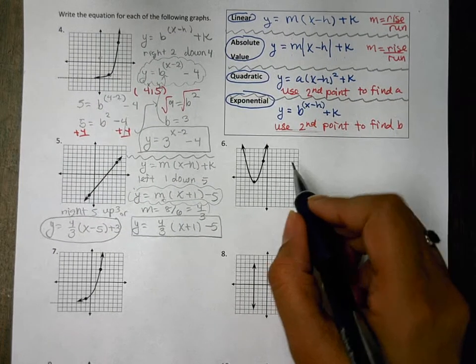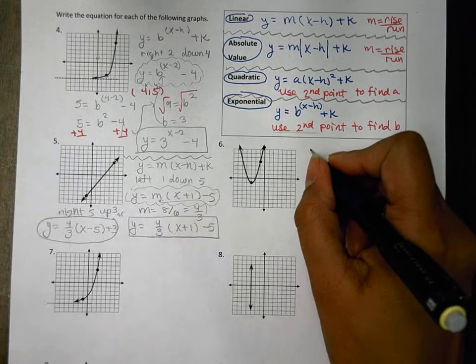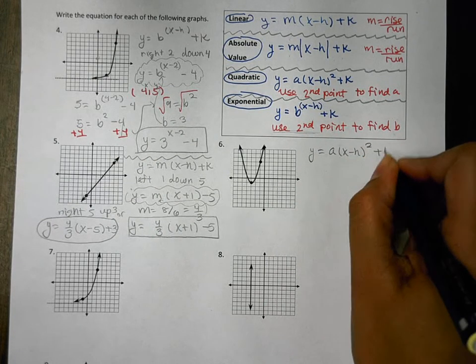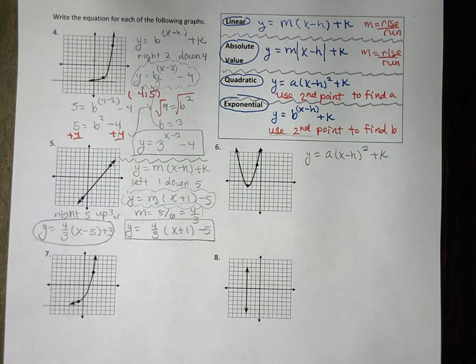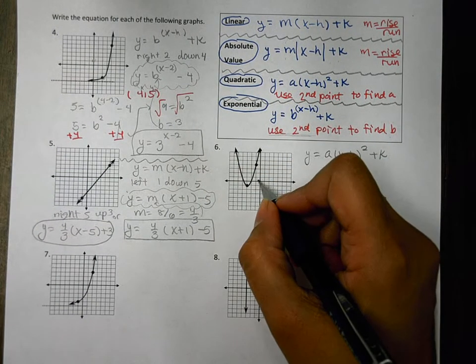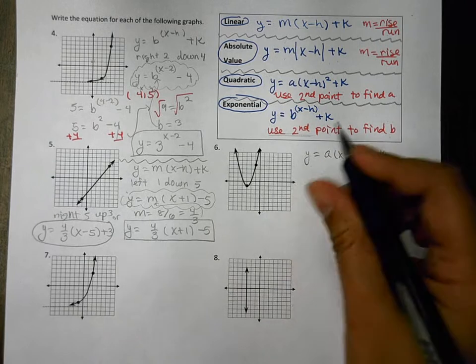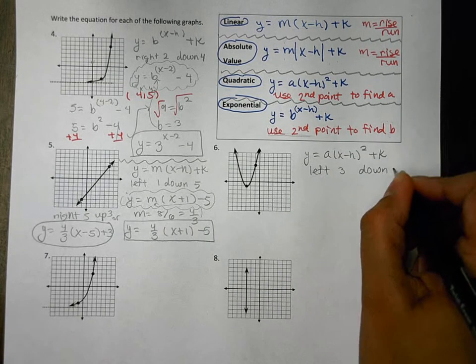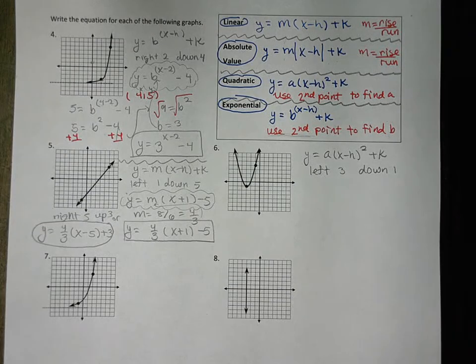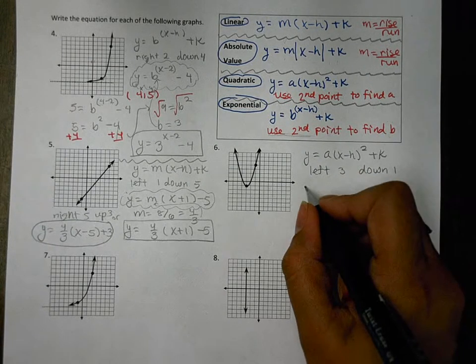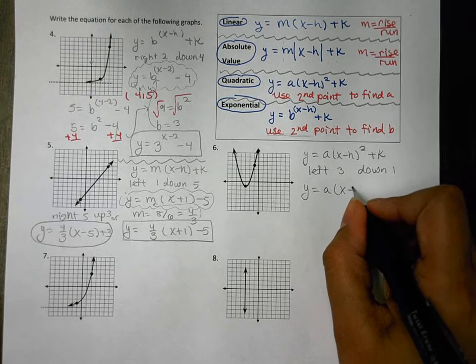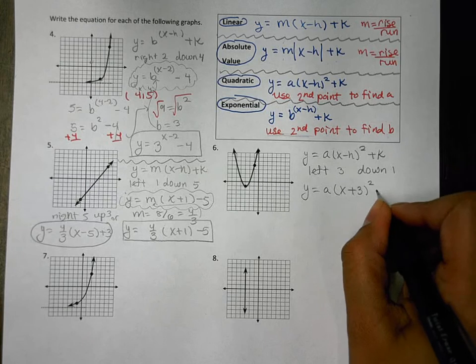quadratic, because it's a parabola. I'm going to write this one down right there. Y equals a, (x minus h) quantity squared plus k. And because it's not exponential, I start at the origin and I go left 1, 2, 3 and down 1. That's left 3, down 1. And I'm going to write it out. Y equals a (x plus 3) squared, because it's left 3, minus 1 because it's down 1.